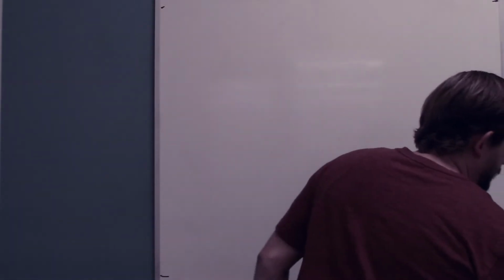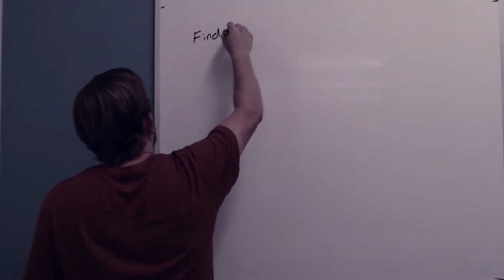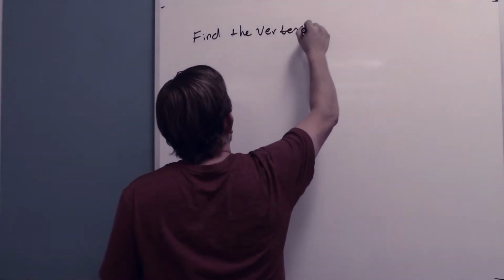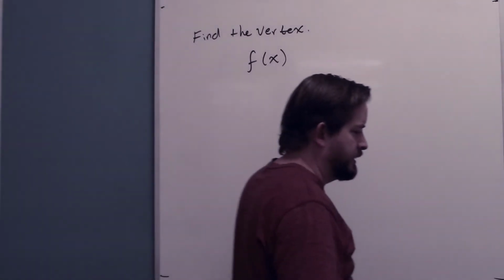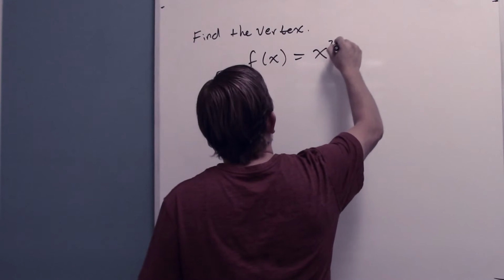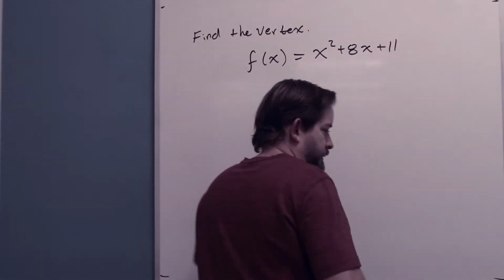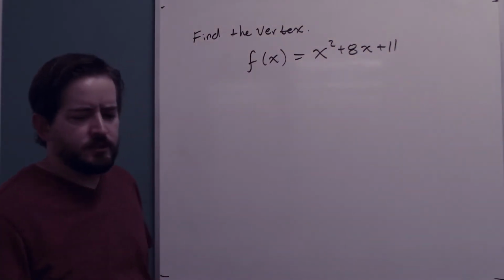Let's look at the very first question. They ask us to find the vertex. And then they give us a function. Let's look at the f of x function: x squared plus 8x plus 11. Okay. And again, there's more than two ways of doing this, but here are two ways to do it.